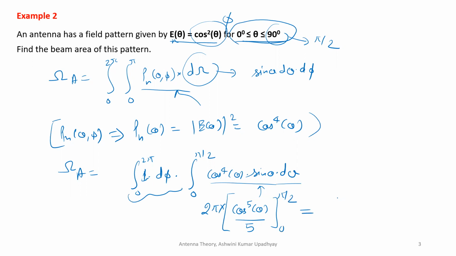So upon calculating, you will have 2 pi by 5 as your final answer, which can be written in numerical terms as 1.26 steradian or radian square. So steradian is basically radian square. So you have got your solid angle omega A.